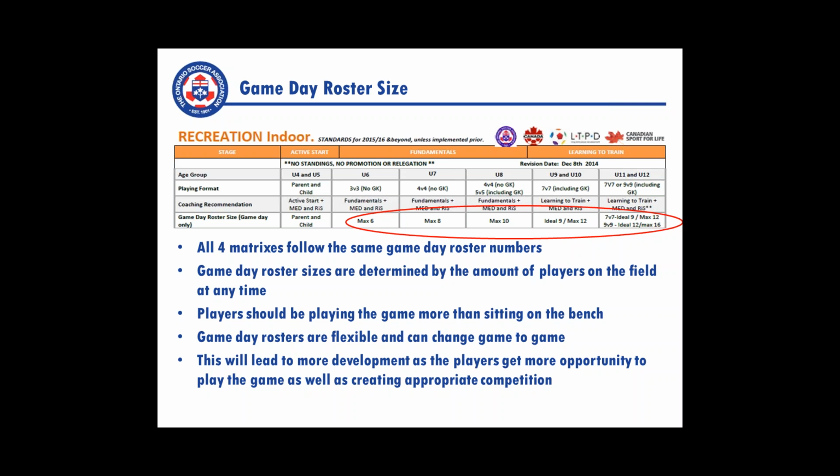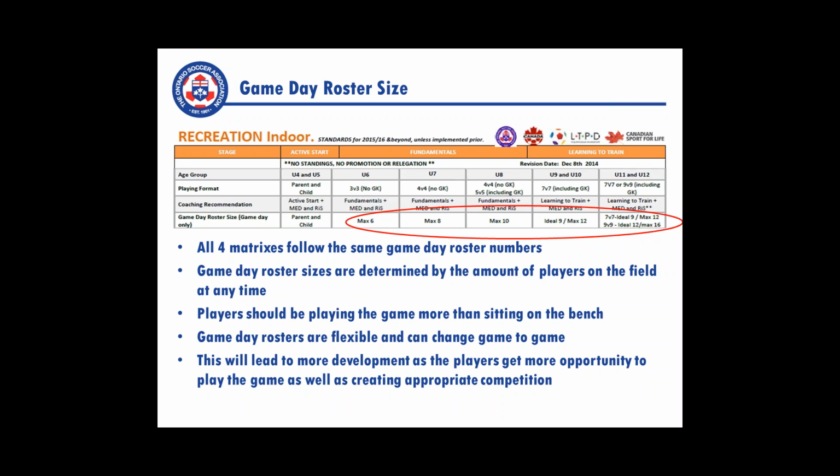If that number goes to 10, 11 or 12, obviously more players are sitting and fewer players are getting a good amount of playing time. So if possible, if you're a coach, if you're in charge of a program at your club, ideally we'd like to keep those game day roster numbers relatively low, with 2 or 3 substitutes per group to allow lots of playing time for the players.